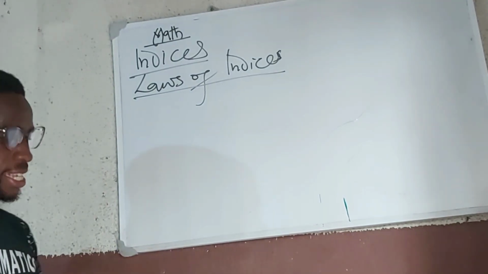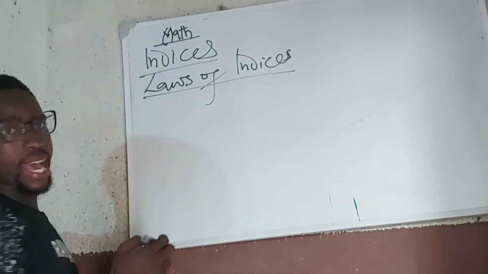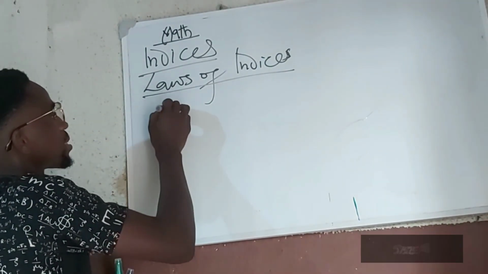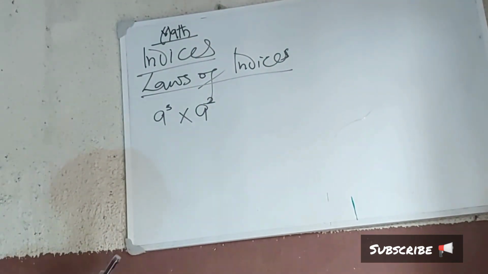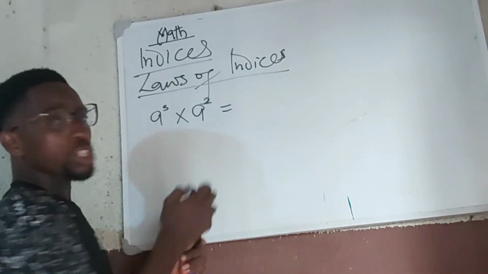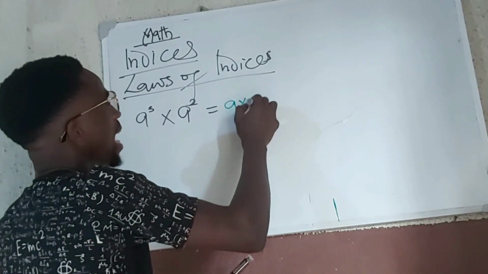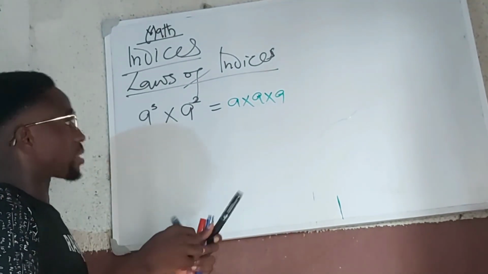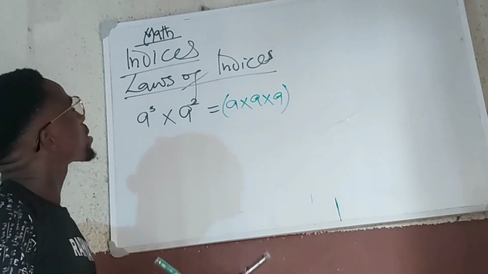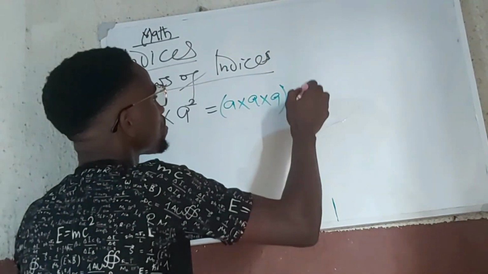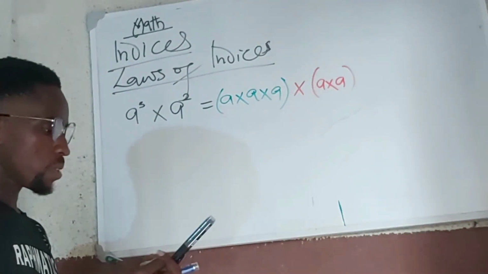So the laws of indices, we start from a very simple expression. Look at this. If we have a to power 3 multiplying a to power 2, for instance, what do you think it is going to be? By expression, if you understand what indices mean, you will know that a to power 3 means a times a times a. This is for a to power 3, right? Then times the next expression, a squared, which is a times a. So that is what I have.